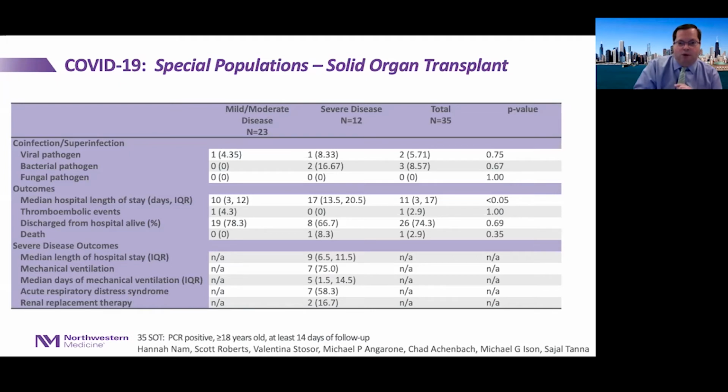I believe we're up to 4 patients at this point, still with a mortality overall of about 4 to 5%. Those that were admitted to the hospital stayed for about 9 days, and renal replacement therapy, thankfully, was not common among this patient population. Next slide.